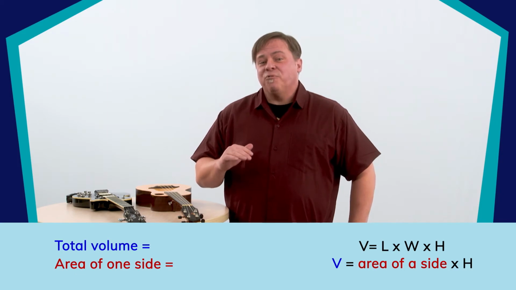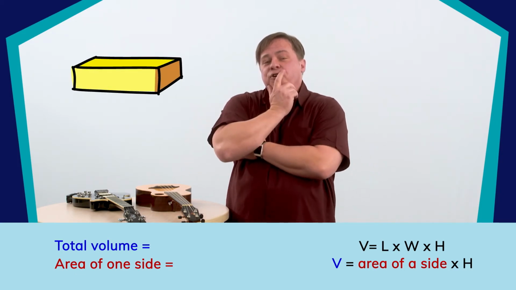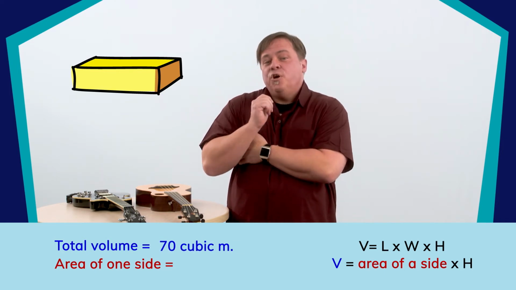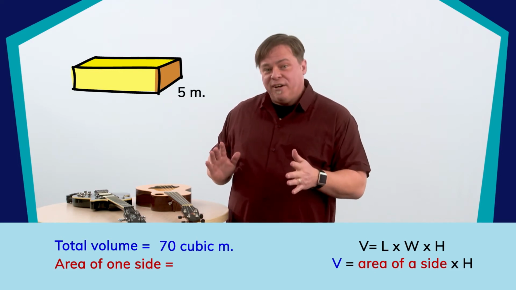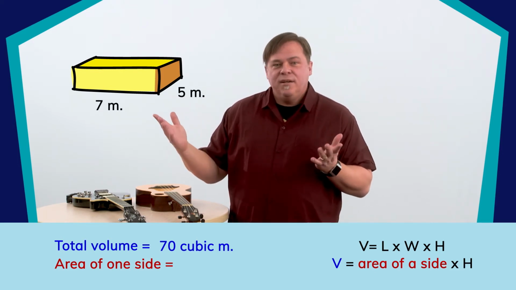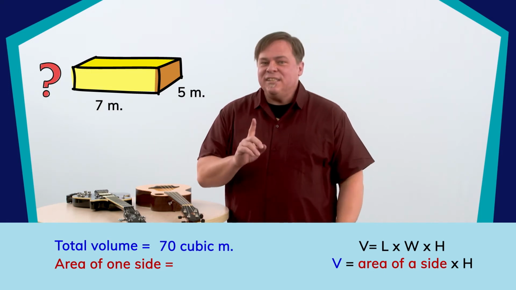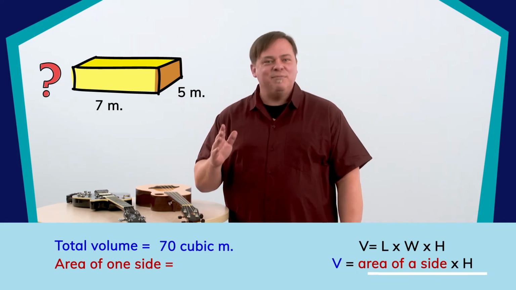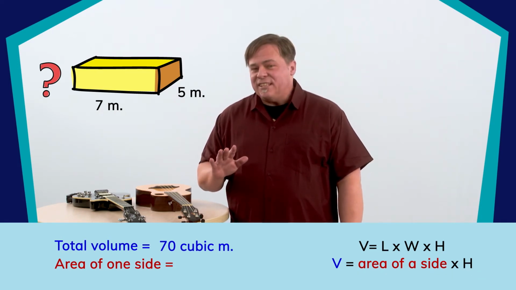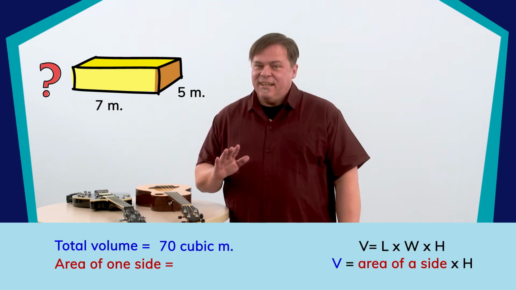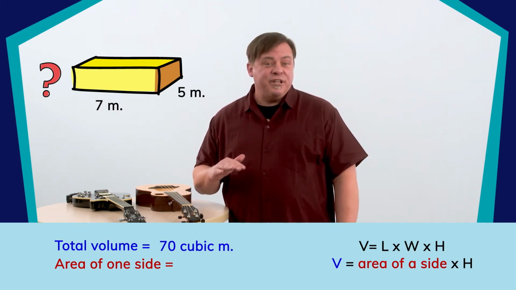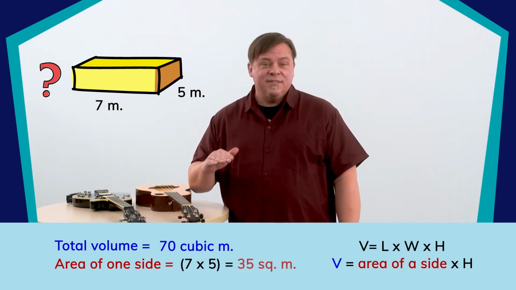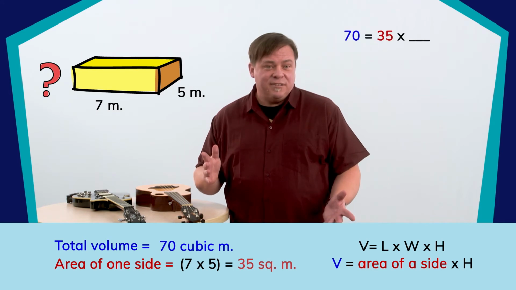Imagine we have a rectangular prism with a total volume of 70 cubic meters. We know the prism is 5 meters long and 7 meters wide, but we don't know the height. We can still figure that out because we know volume equals the area of a side times the height. In this case, the volume is 70 and the area of a side is 35 square meters. 7 meters times 5 meters equals an area of 35 square meters.